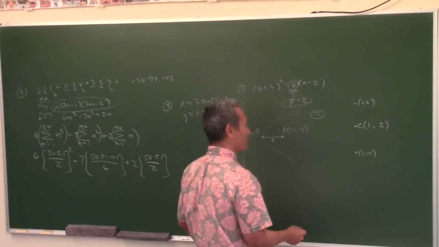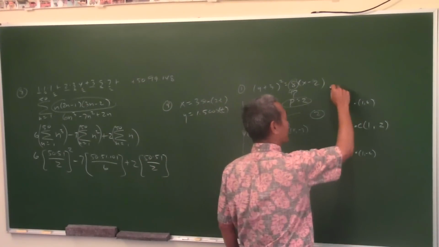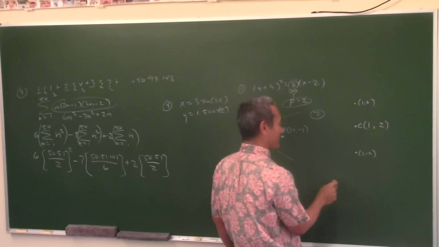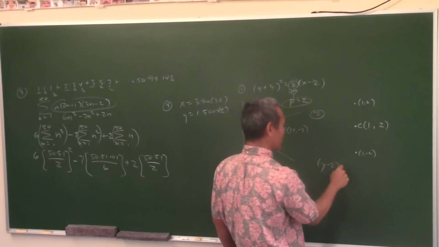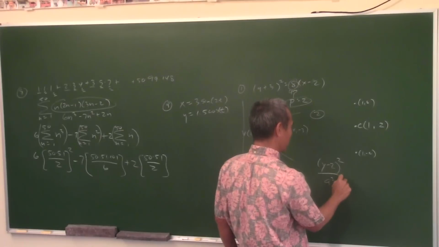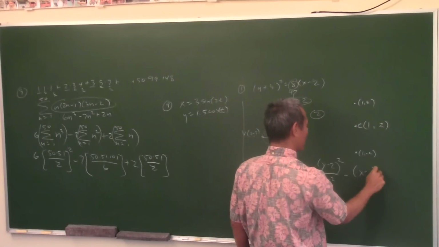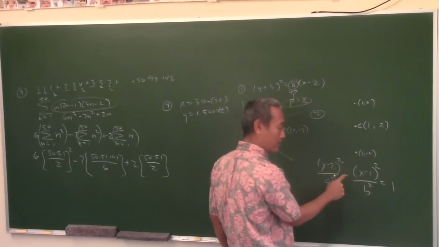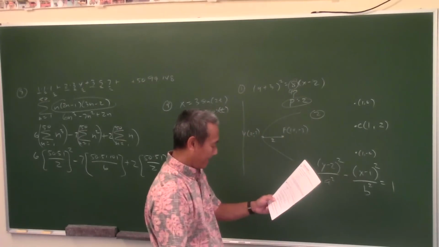We can write almost the whole equation already. Since this is going to be an up and down hyperbola, since the foci are up here, the y is going to come first. So y minus 2 squared over a squared minus x minus 1 squared over b squared equals 1. Minus because it's a hyperbola, plus if it's an ellipse.